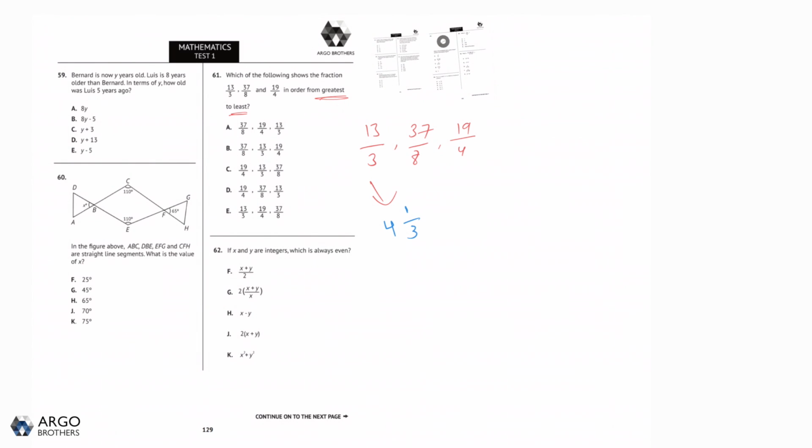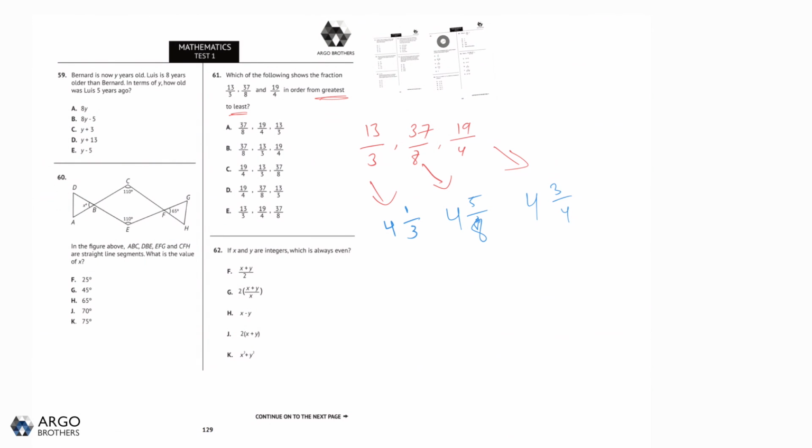I'm going to assume that you know that. In this fraction, we can convert this, and this 8 goes into 37 4 times, and we are left with 5 over 8. And then over here for 19 over 4, well, 4 goes into 19 4 times, and we're left with 3 over 4.